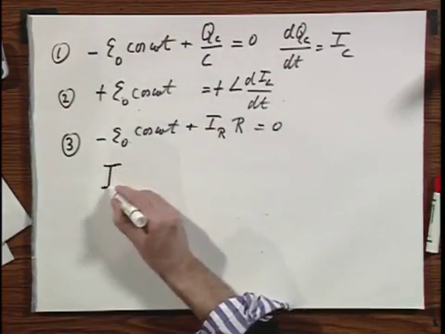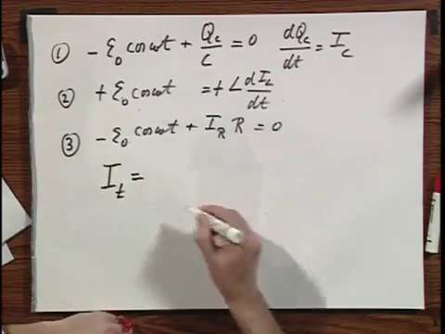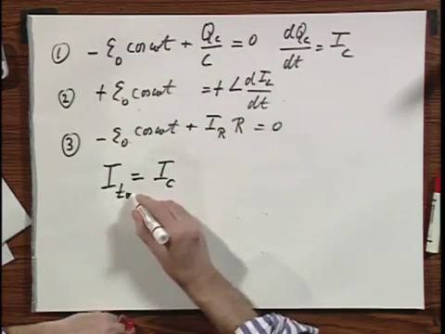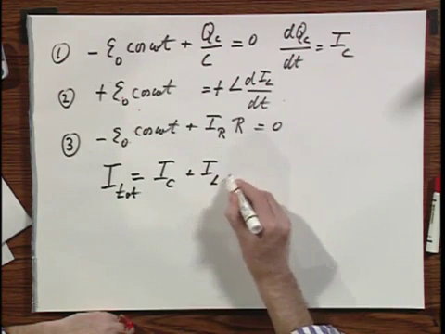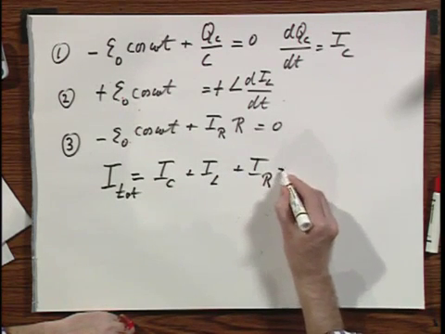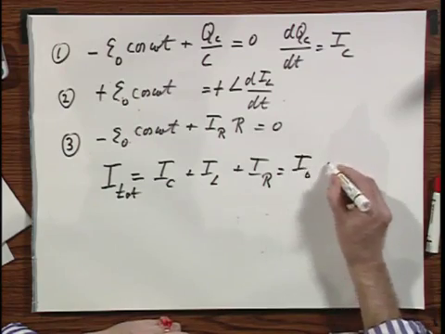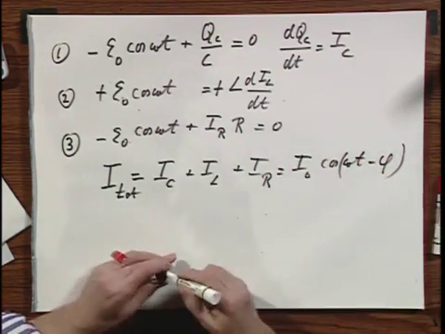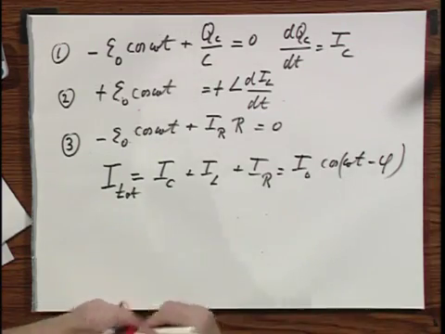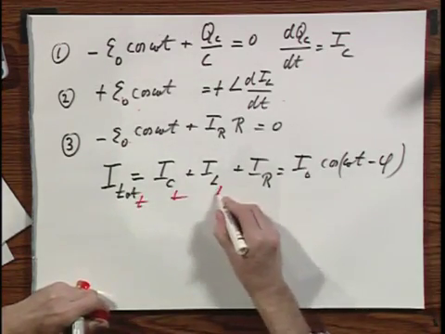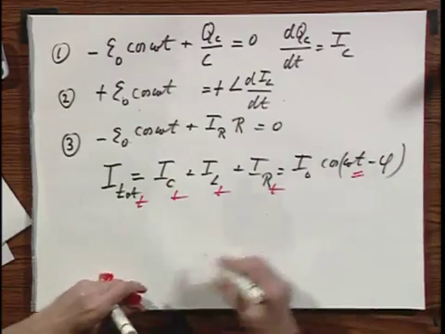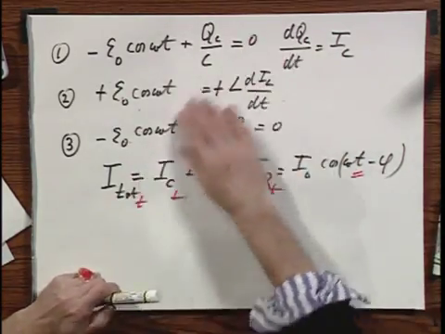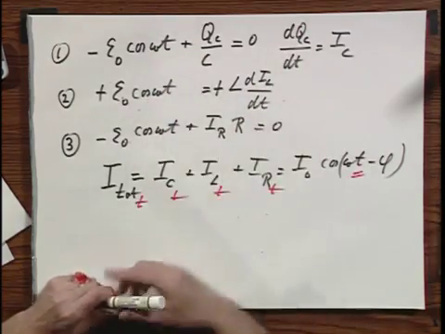And the total current at any moment in time is the sum of these individual ones. This is total plus IL plus IR, and that must be I0 cosine omega t minus some phase angle phi. And this holds for any moment in time, namely for this moment in time. If you want to, you can replace all these things by currents.